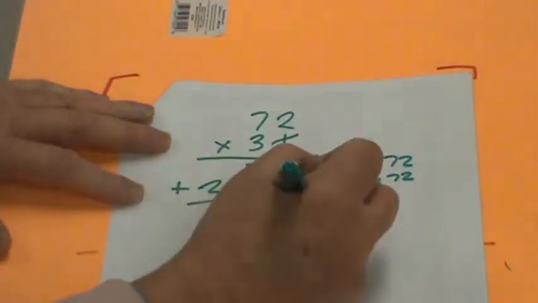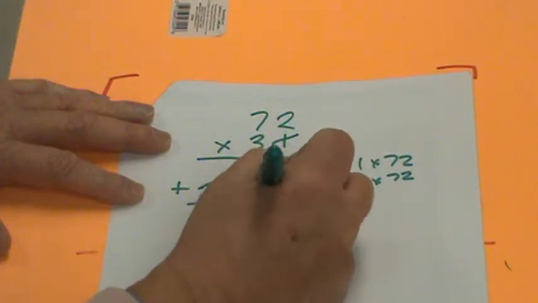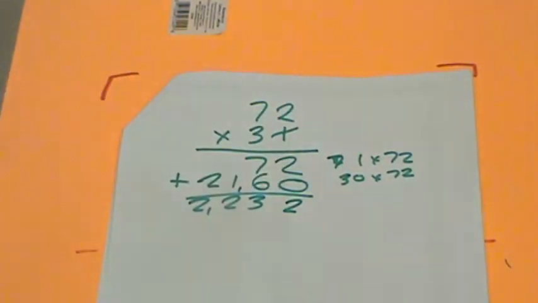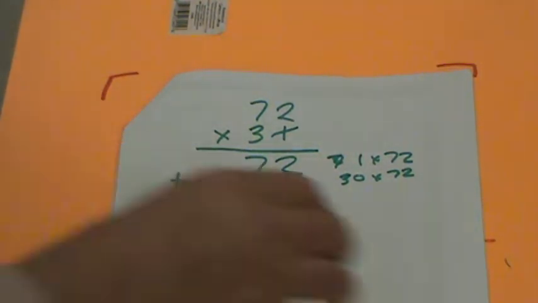And then time to add. 2, 7, 8, 9, 10, 11, 12, 13. 1 plus 1 is 2. And there we have it. 2,232.